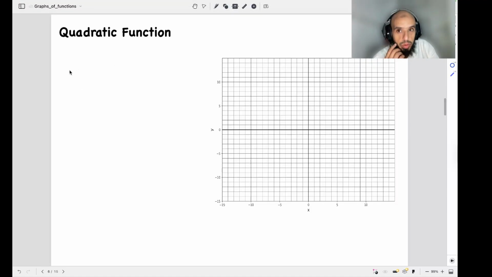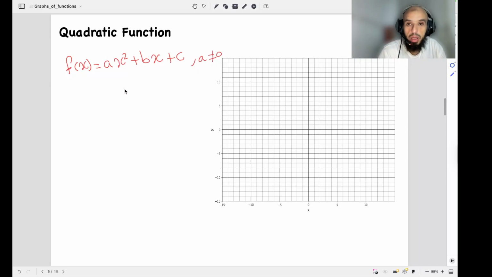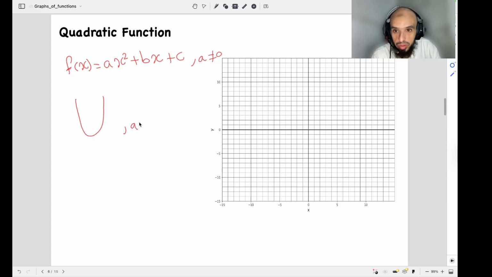Now let's talk about the quadratic function. The quadratic function is any function of the form f of x equals ax squared plus bx plus c, where a is not equal to 0. When you have a function of this form, its graph will look like a parabola, and if a is greater than 0, then the parabola will open upwards, and if a is less than 0, the parabola will open downwards.